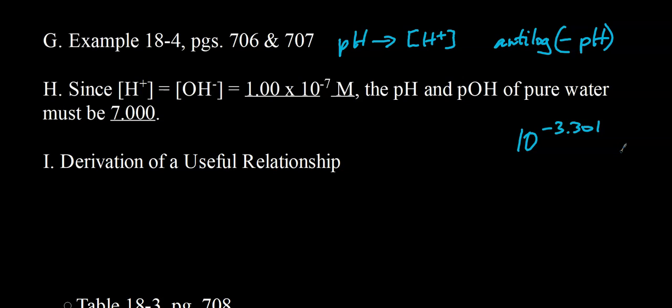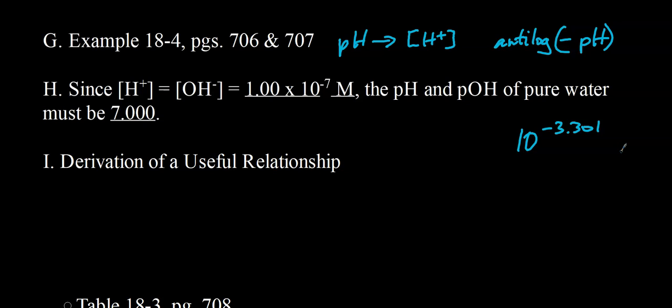Letter H, since H plus concentration equals OH minus concentration in pure water or any neutral solution, that value being 1.00 times 10 to the negative seventh, that means the pH and pOH of pure water or any neutral solution must be 7.000, as I mentioned before.